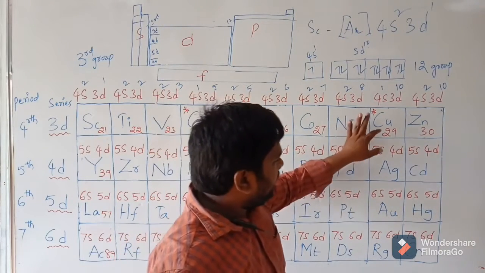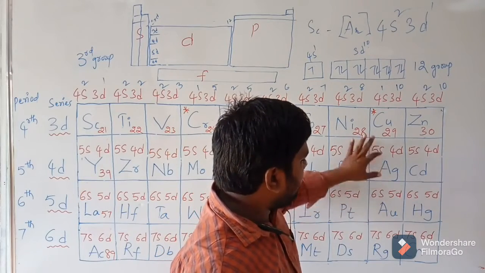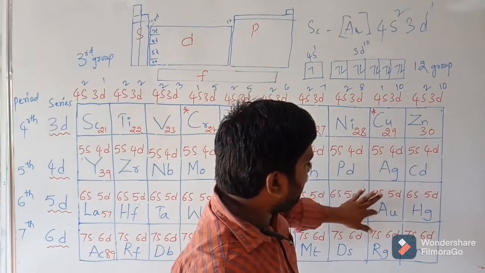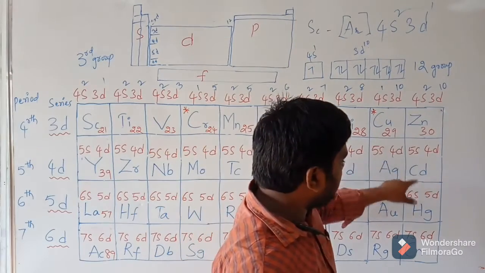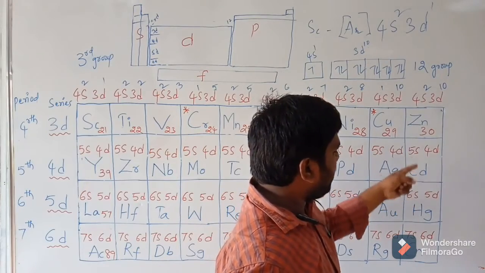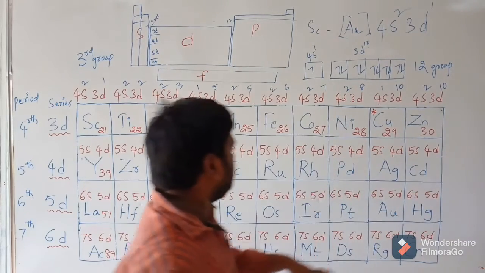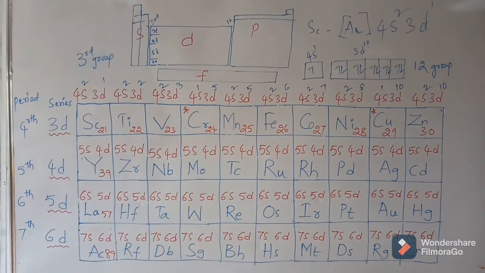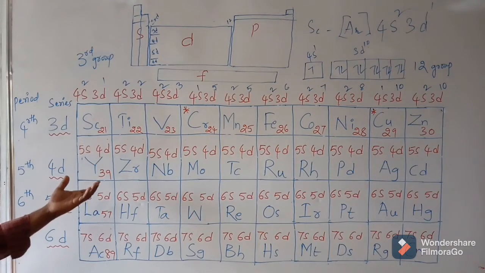And CAA, like chartered accountant officer: copper, argentum, aurum. And ZCH, like ZPHS schools: zinc, cadmium, mercury. So this is a shortcut to learn the elements in every group easily, up to the 5d series only. So shortcut. Okay, so these are the d block elements.